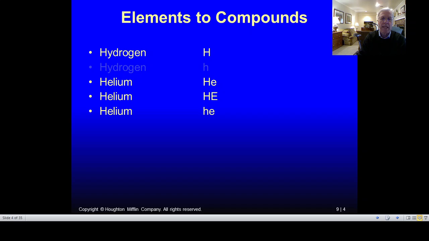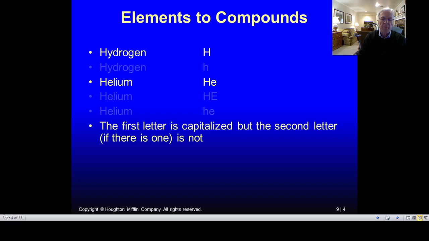The symbol for helium, element number 2 on the periodic table, is capital H, lowercase e. It's not capital H, capital E. It's not lowercase h, lowercase e. So the first letter is capitalized, but the second letter is never capitalized. And this is important, and you'll see why in just a moment.